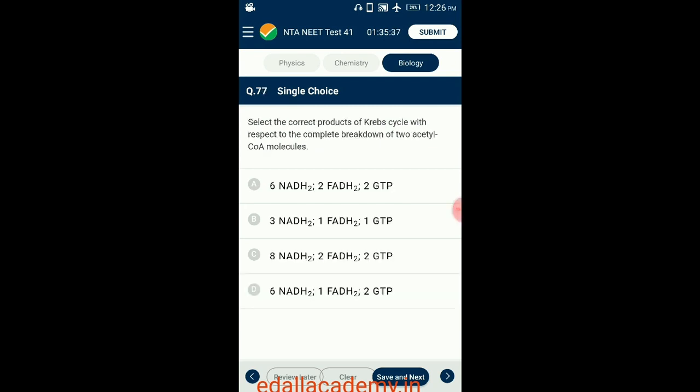Select the correct products of Krebs cycle with respect to complete breakdown of two acetyl-CoA molecules. During breakdown of acetyl-CoA through Krebs cycle, it produces 3 NADH2, 1 FADH2 and 1 GTP. Thus, for 2 rounds of Krebs cycle, it will produce 6 NADH2, 2 FADH2 and 2 GTP molecules. So, the answer for this question is option A. During Krebs cycle, 6 NADH2, 2 FADH2 and 2 GTP molecules are formed. So, the correct option is A.